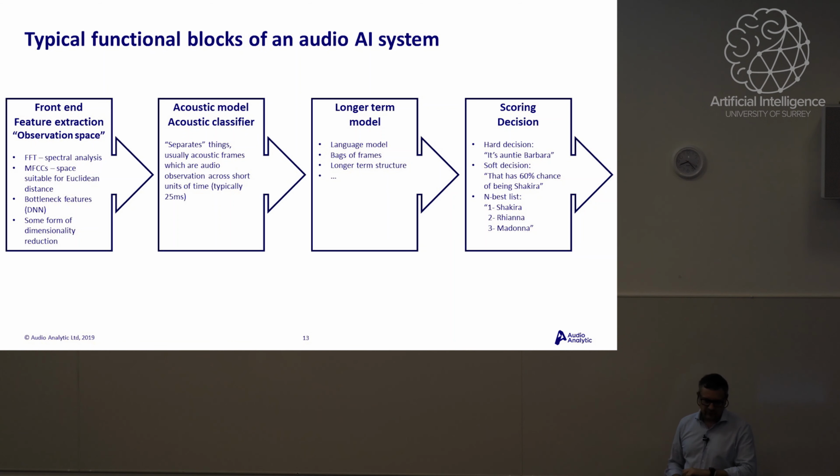So that's a high dimension observation, to something smaller, where for a window of, say, 25 milliseconds of audio, you're going to have 12, 15 MFCCs or 10 bottleneck features or something like that. So the front end does the dimensionality reduction to build the observation space where you're going to separate your sounds with machine learning. Then you usually have a module which is the acoustic model or the acoustic classifier. That's where the separation of things into this acoustic space happens. It aims to separate things.